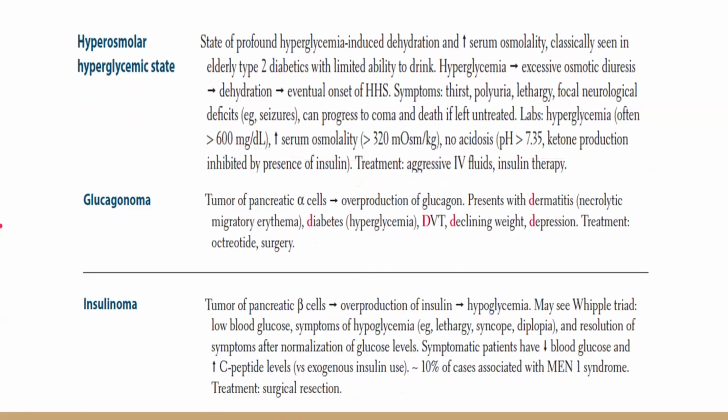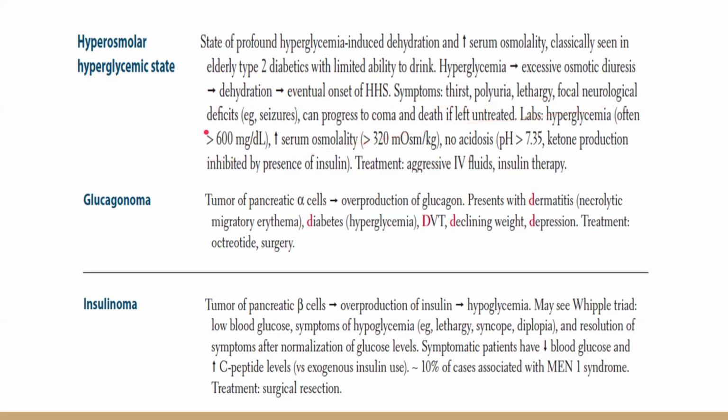Now, the last one was associated with type 1. This one's with type 2, so a stage of profound hyperglycemia-induced dehydration and increased serum osmolality, classically seen in elderly type 2 diabetes, elderly above the age of 40, like I mentioned, with limited ability to drink. So hyperglycemia with excessive osmotic diuresis, there's dehydration, okay, because of the osmotic diuresis, and eventual onset of hyperosmolar hyperglycemic state, okay. Symptoms include thirst, which is polydipsia, polyuria, lethargy, okay.